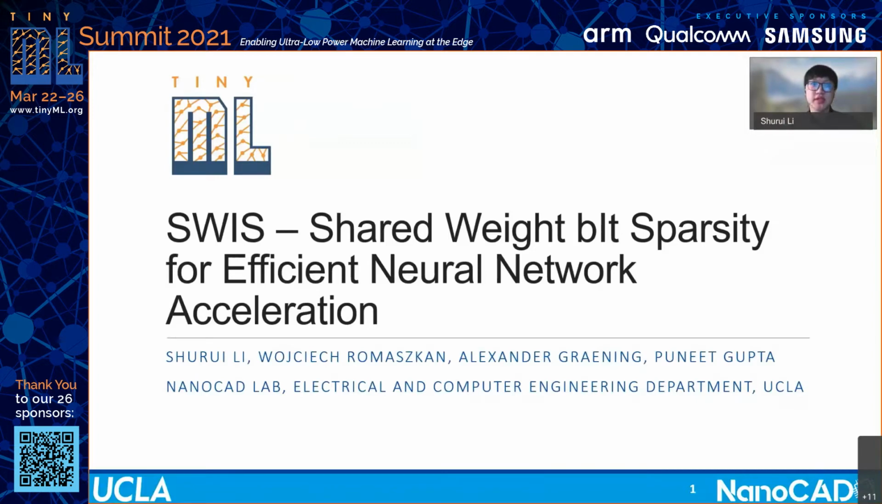Thank you for the introduction. I'm very happy to have the opportunity to present the work I did with my co-authors here. I want to present our quantization framework SWIS, abbreviation of shared weight bit sparsity for efficient neural network acceleration.